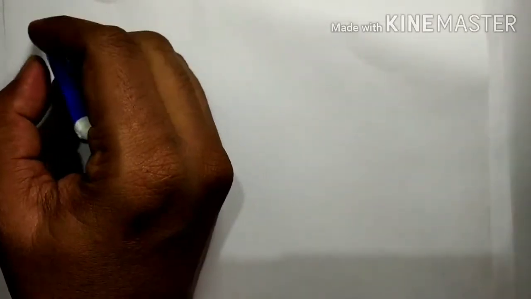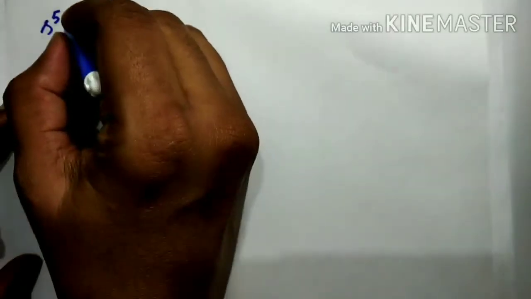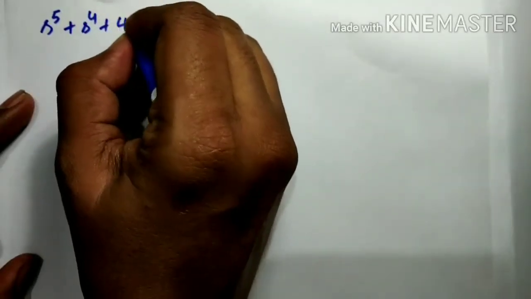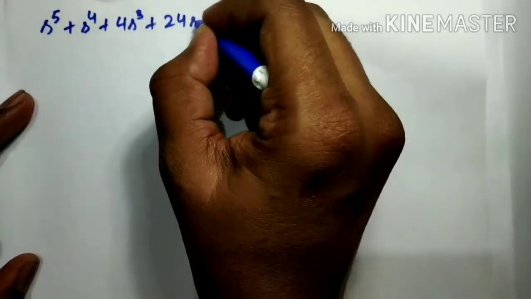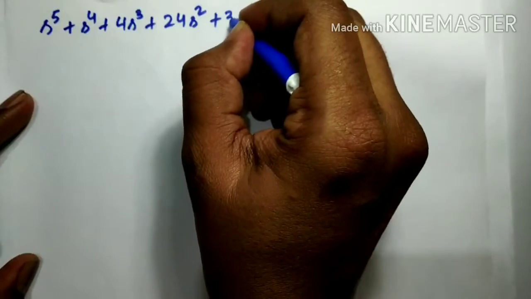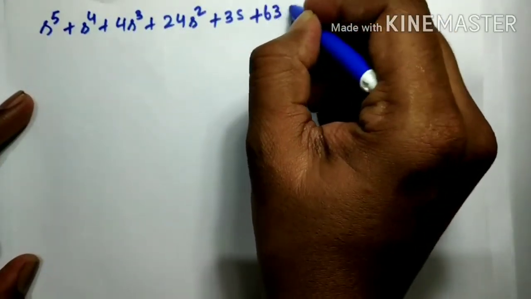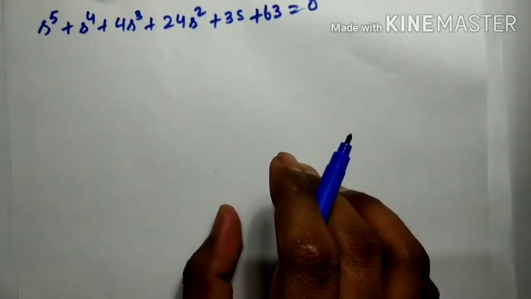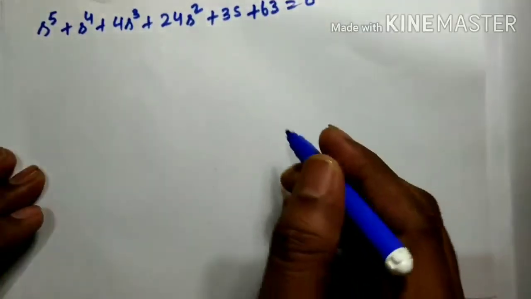So we do another problem, that is s power 5, s power 4, 4s cubed plus 24 s square plus 3s plus 63 is equal to 0. Right. So we are going to find the Routh stability criterion for this characteristic equation.